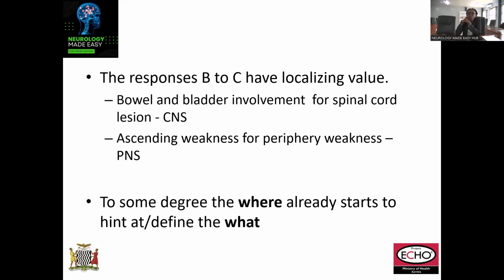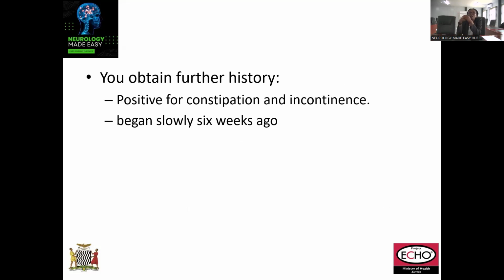And this is what I was just talking about earlier. This is contrasted with someone who is having an ascending weakness. An ascending weakness in the lower limbs would suggest peripheral nervous system weakness, like I earlier alluded to. So to some degree, the where already starts to hint at or define the what. So for instance, in this scenario that we had, we're talking about someone who is having bilateral lower limb weakness. And let's say they have a history of also constipation and incontinence.